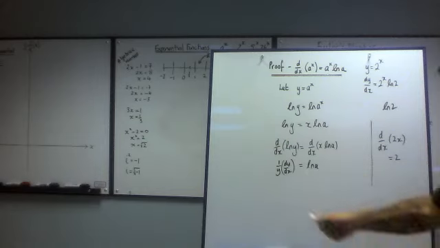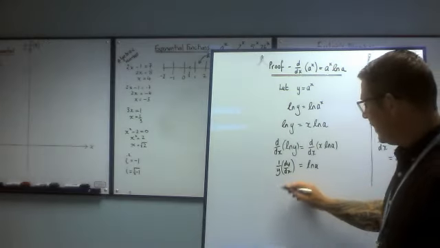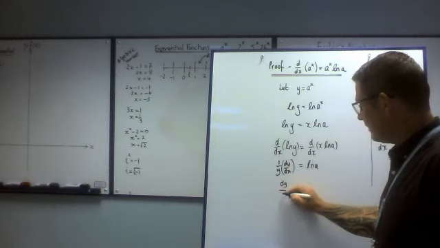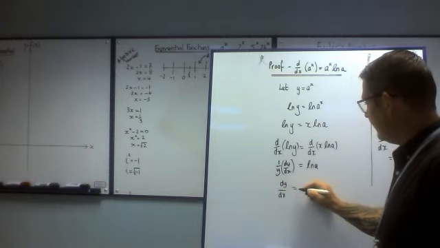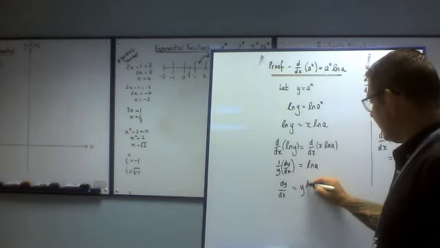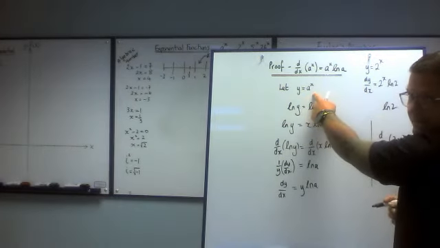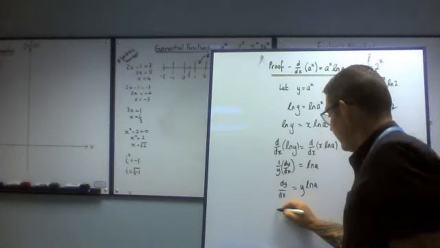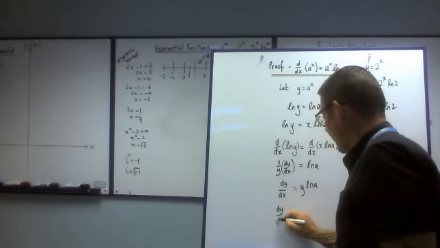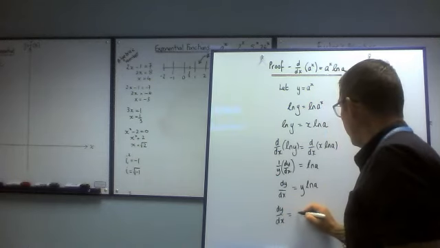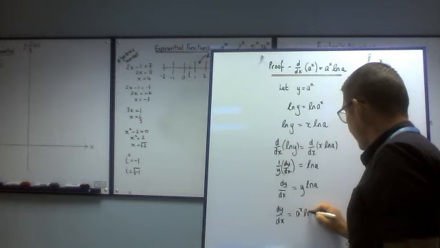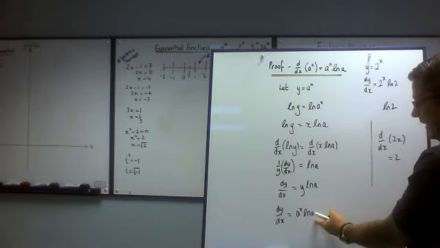And then we're almost there. Multiply both sides by this y, so I get dy by dx on the left hand side. On the right hand side I get y times ln a. But we know up here that y is just a to the x. So finally, if I put that in, instead of y, I'm going to put a to the x, and what we get out is dy by dx equals a to the x ln a.